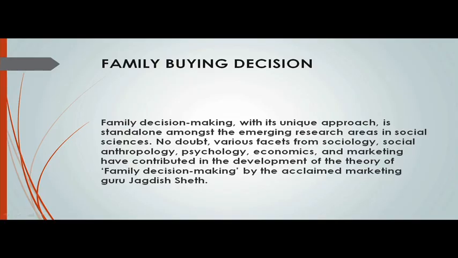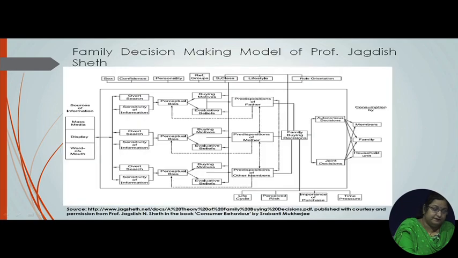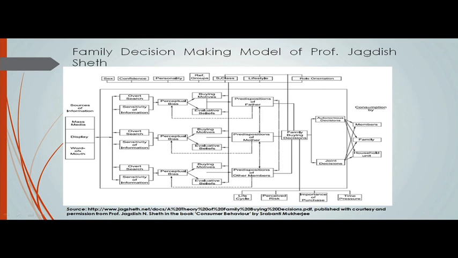Family decision making, with its unique approach, stands alone amongst the emerging research areas in social sciences. No doubt, here we have facets of sociology, as I said, then social anthropology, psychology, economics, and of course marketing, which have contributed to the development of the theory of family decision making by the acclaimed marketing guru Jagdish Sheth. Now, this is the structure of the family decision making model.